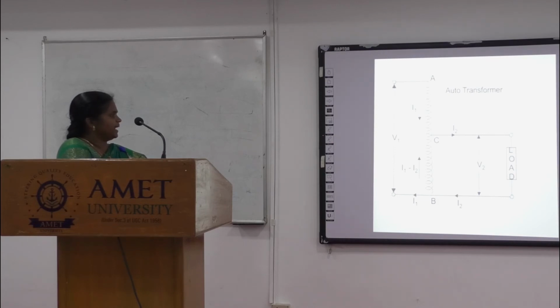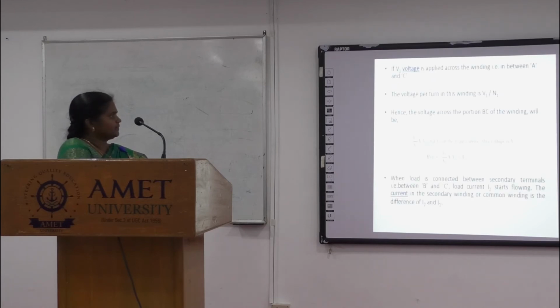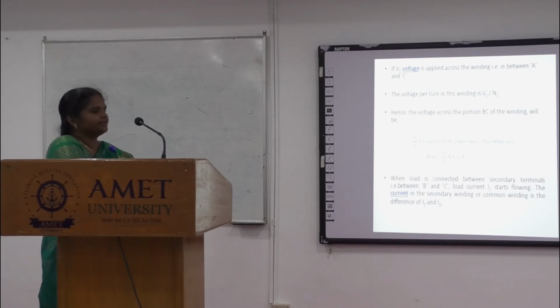So this part BC will act as the secondary. Then the current through the secondary path will be the difference of these two currents, I1 and I2. V2 is the secondary voltage, and the total number of turns in the secondary can be taken as N2. If V1 is the voltage applied across the winding, between A and C, that acts as the primary, the voltage per turn will be V1 by N1.